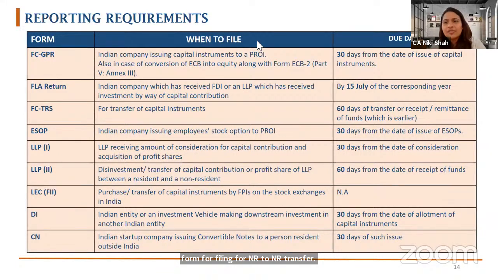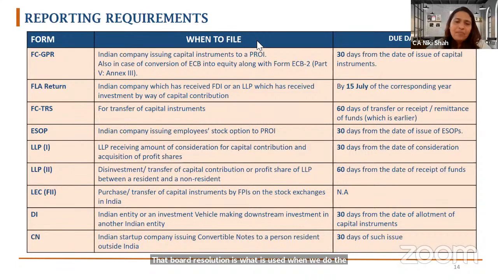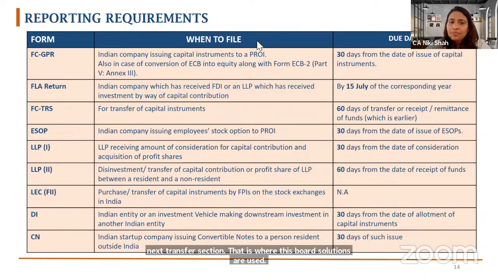Because the company's shares are being transferred, the company will have a board resolution in place, and the foreign buyer will also have a board resolution about the acquisition, and we'll have a board resolution about the transfer in place. That board resolution is what is used when we do the next transaction. That is where these board resolutions are used for reporting. But there are practically no reports.